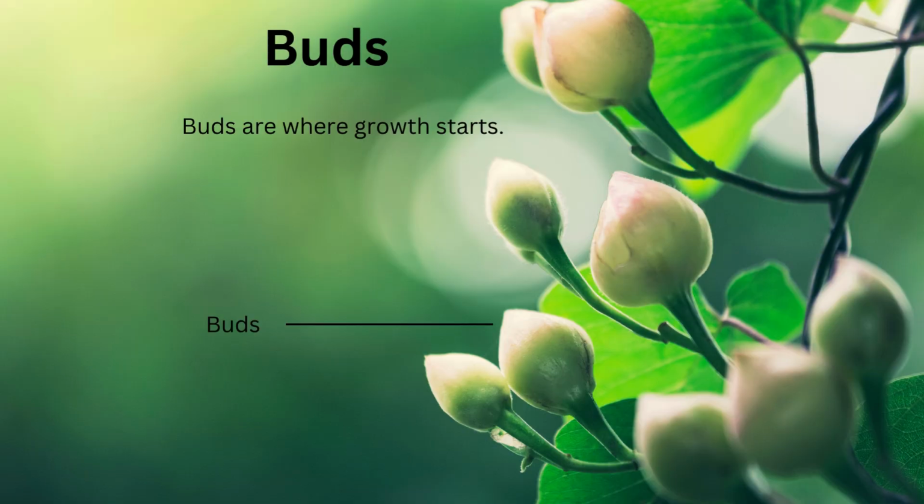Okay, students. Now, buds. Buds are where growth starts. Actually, buds are small bumps on a plant, often found where the leaves join the stem or at the tip of the stem, just like in the pictures. They can look like tiny green balls or cones depending on the plant. Now, there are three types of buds: leaf buds, flower buds, and mixed buds. The leaf buds will grow into new leaves, the flower buds will bloom into flowers, and the mixed buds can grow into either leaves or flowers.